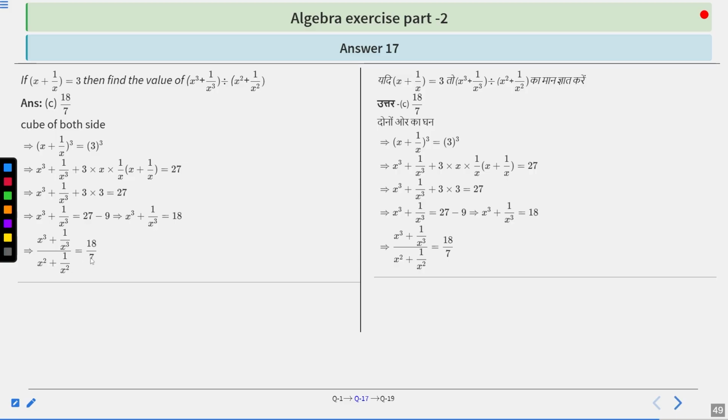So 18 upon 7 is the required answer. Option number C is correct.